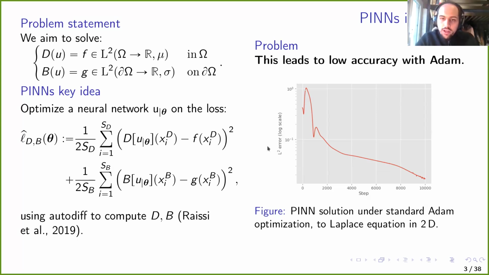And the problem that we have when we do this is that the performance compared to traditional solvers is not very good. So for instance, here on the Laplace equation in 2D, after 10,000 iterations, we reach an L2 error that is of the magnitude of 10 to the minus 2.